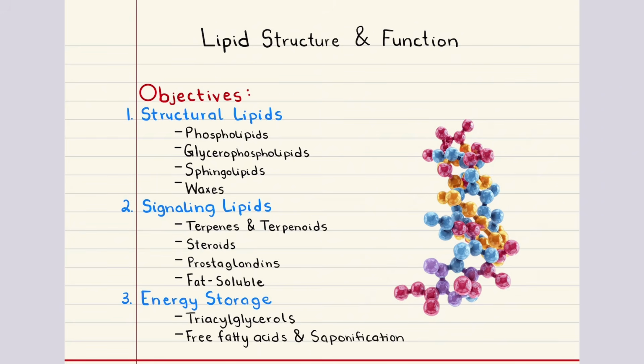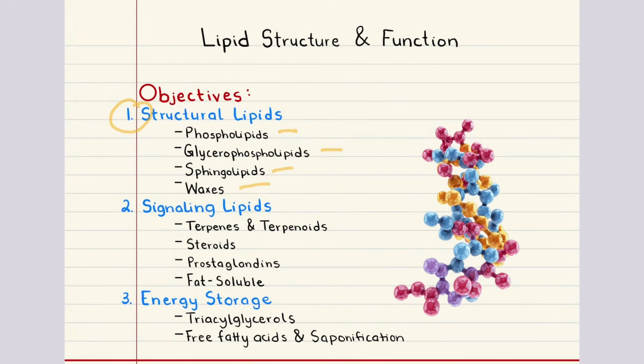Today, we're going to be covering Chapter 5 in our MCAT Biochemistry series, and this chapter is titled Lipid Structure and Function. In this chapter, we're going to be covering the following objectives. First, we're going to start with structural lipids. This includes phospholipids, glycerophospholipids, sphingolipids, and waxes. These are lipids that primarily serve as components of membranes or protective barriers in cells.